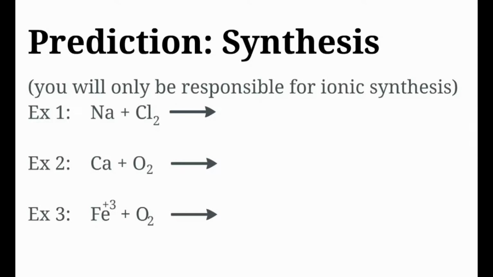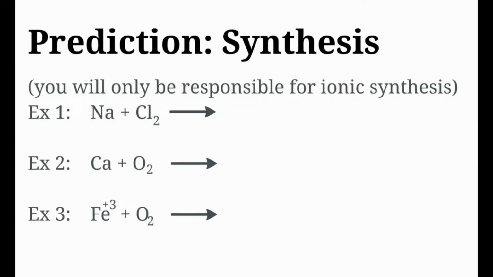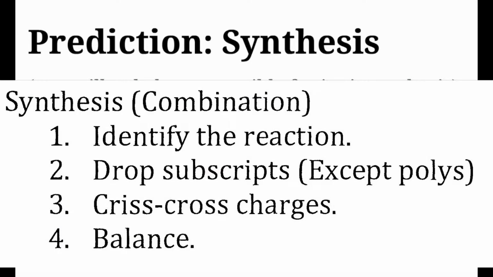In case you just need a step-by-step process, I'll give you a step-by-step process. Identify the reaction. That's number one. I'm going to say ID. All right, once you identified it, it's synthesis. All right, we know where we're going. All right, number two, when doing it, after you know it's a synthesis reaction, drop your subscripts and crisscross your charges. When is the only time you don't drop subscripts? When it's a poly. So drop subscripts and then crisscross.